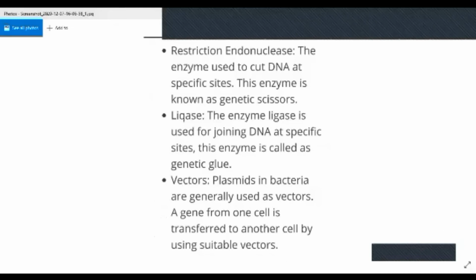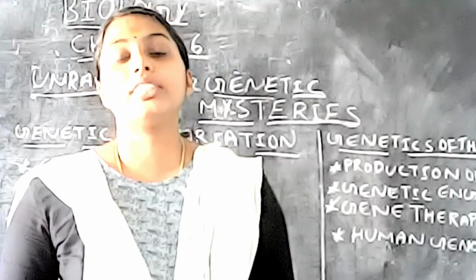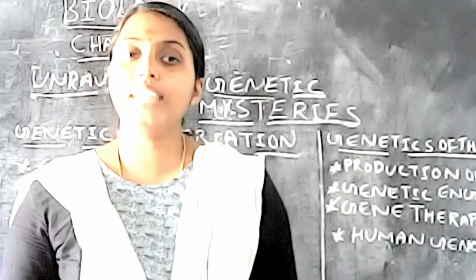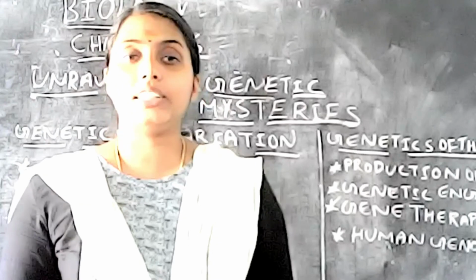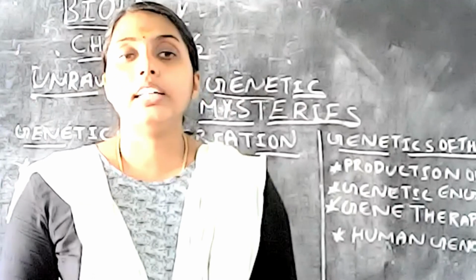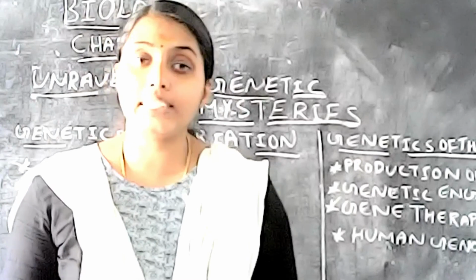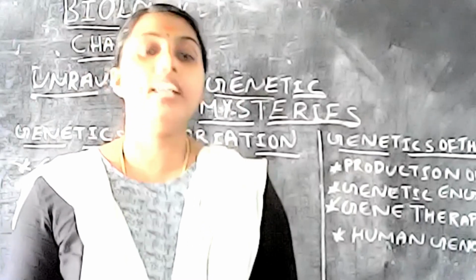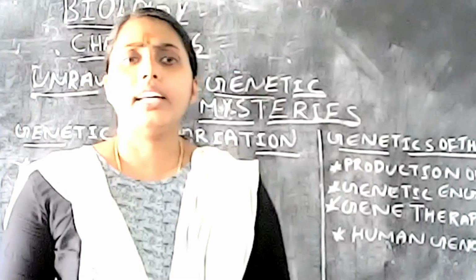I think it's clear for you about genetic scissors and genetic glue. Restriction endonuclease is known as the genetic scissors, and the enzyme ligase is known as the genetic glue. So restriction endonuclease, genetic scissors, and enzyme ligase, genetic glue. So keep this in mind. I think it's clear for you.